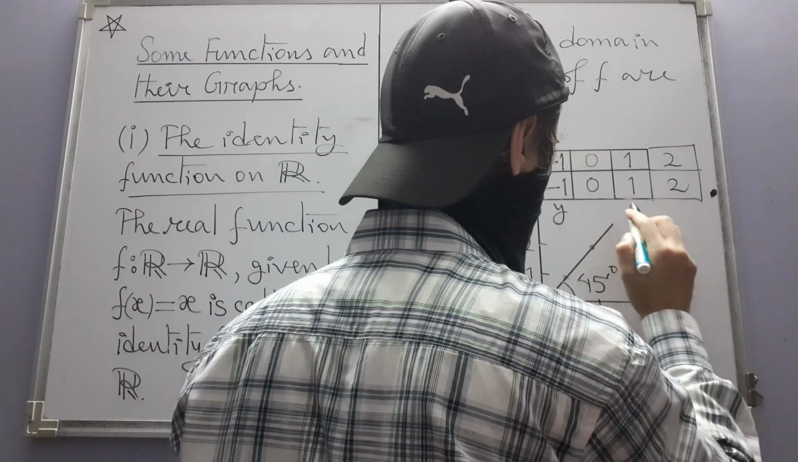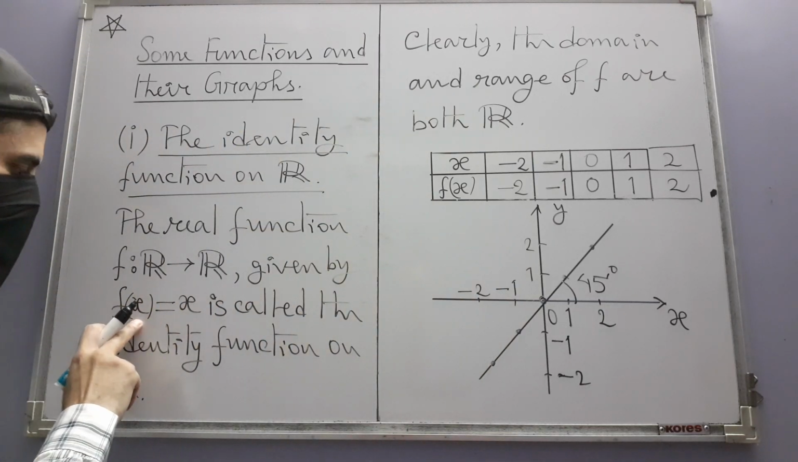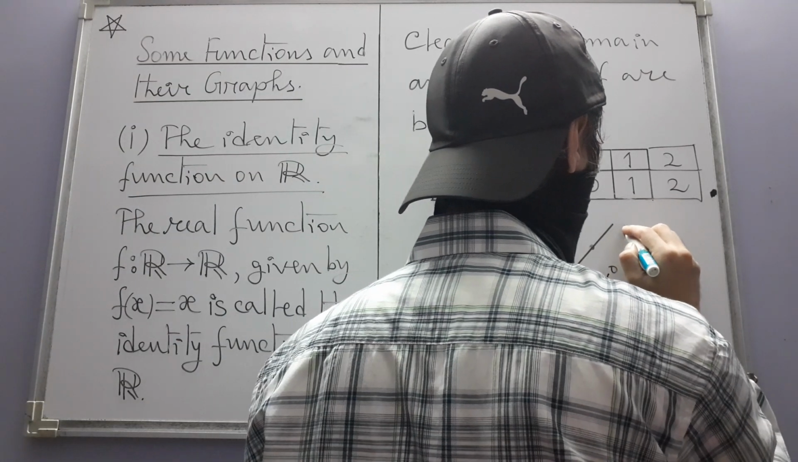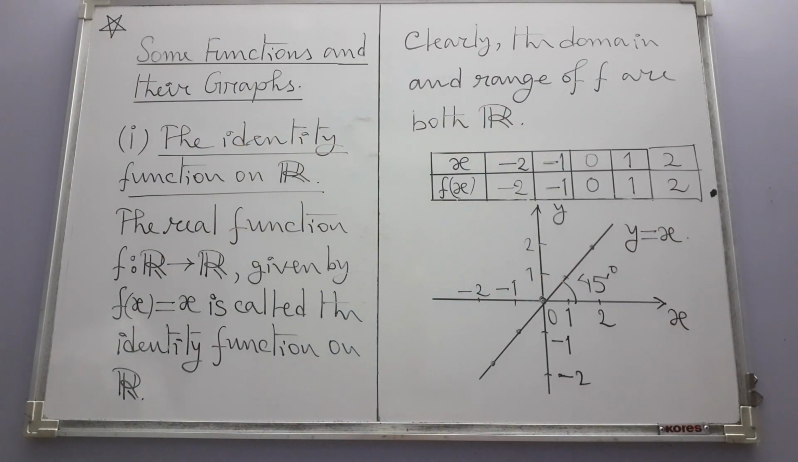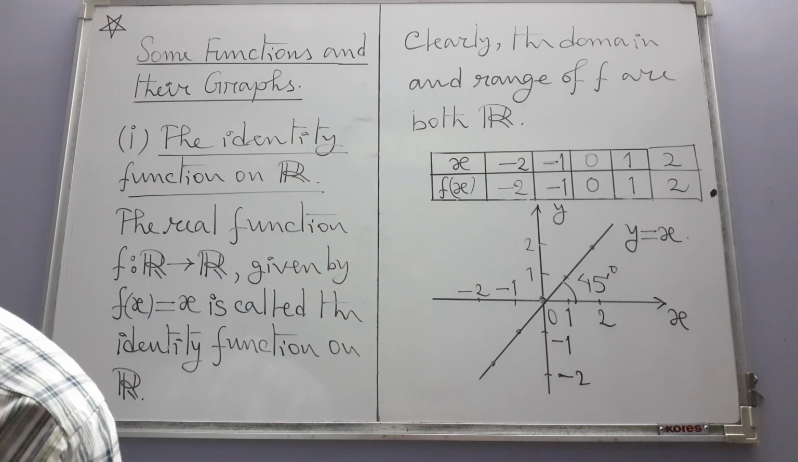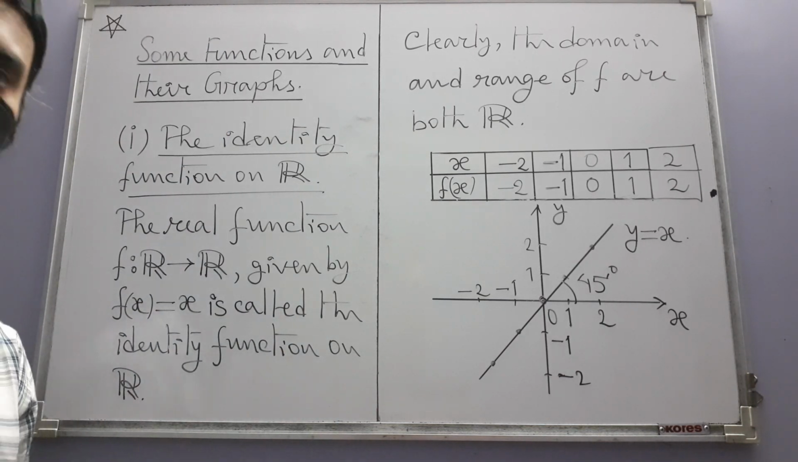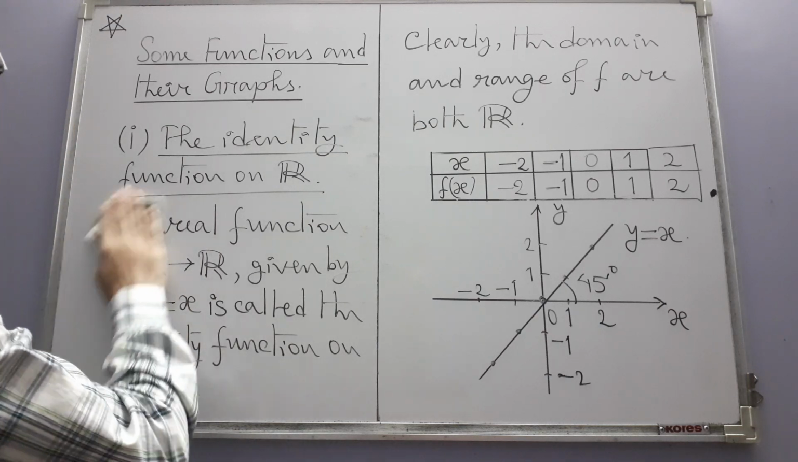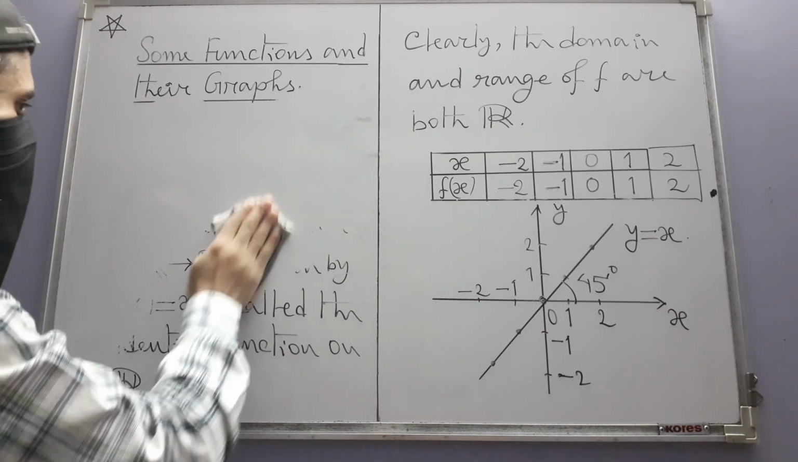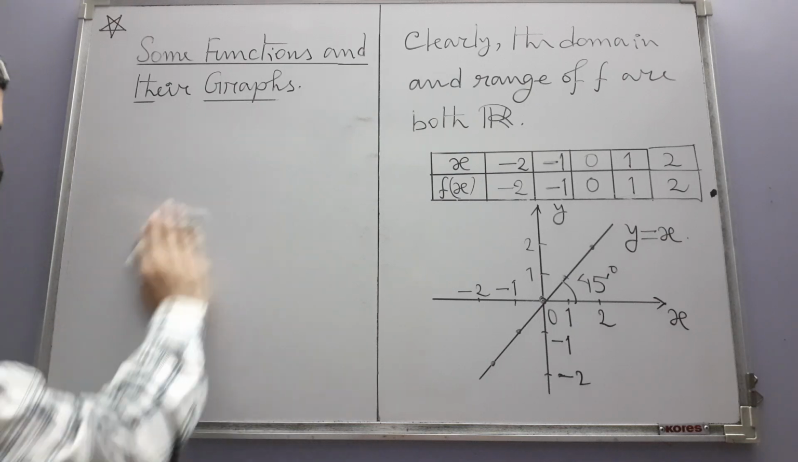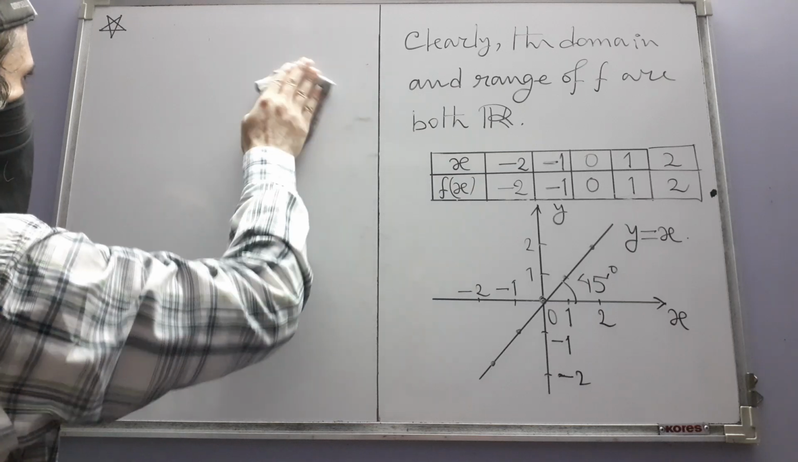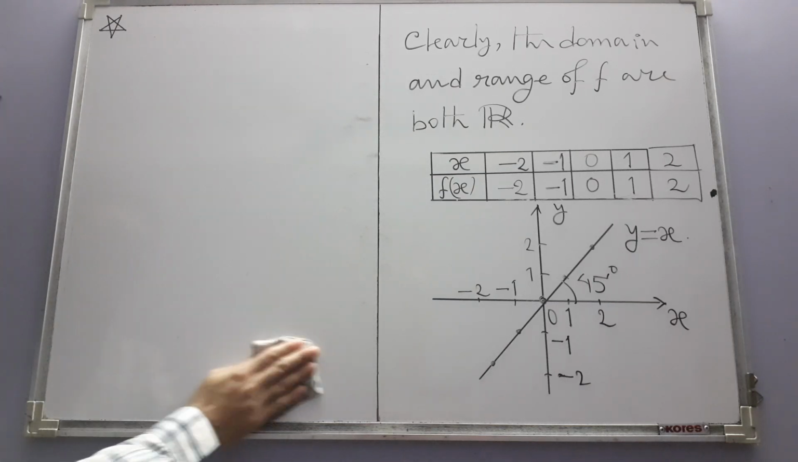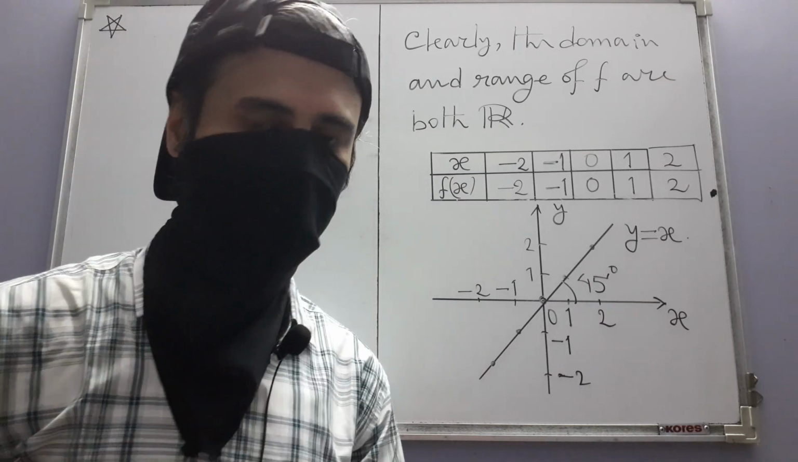Or if you denote the output values f(x) by y, then you can even write this equation for the line: y equal to x. Then next we have the constant function. Unlike the identity function on R, which is unique, there is only one identity function on R, there are many constant functions.